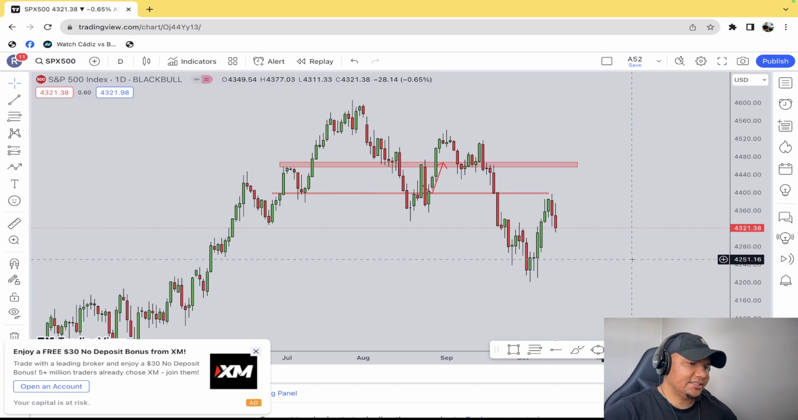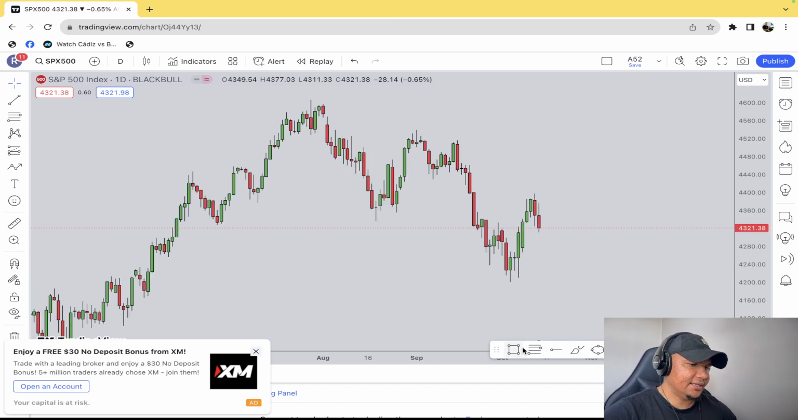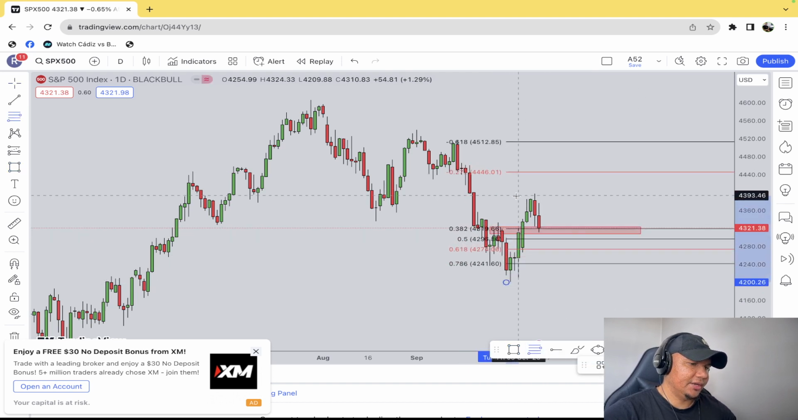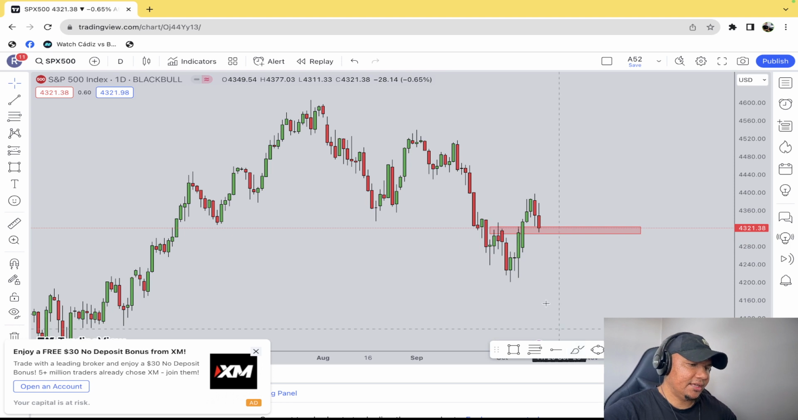Next up, we've got the S&P 500. The S&P 500 is showing similar price action to what we see on the NASDAQ 100. We had a clear impulse, so after an impulse, you expect that correction. If you take the Fibonacci from the low to the high, we have a 0.382 pullback. And that 0.382 pullback is also lining up perfectly with this previous level of resistance that got broken, that is now acting as a level of support.